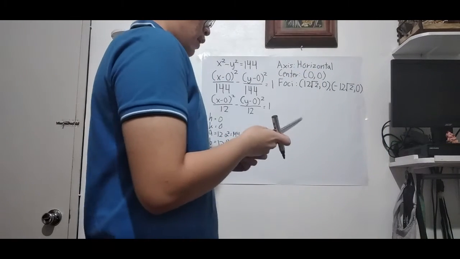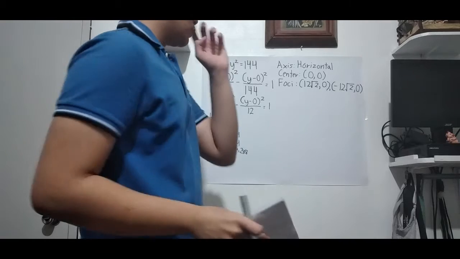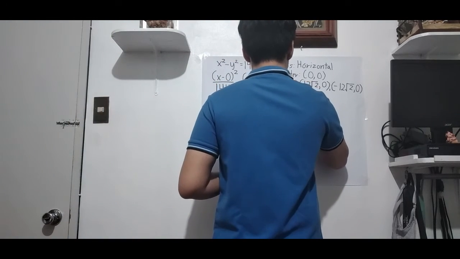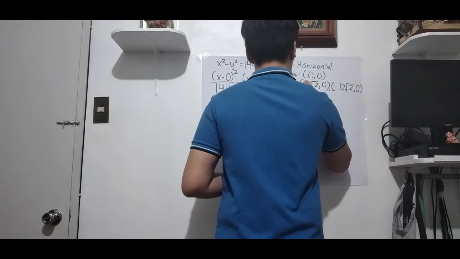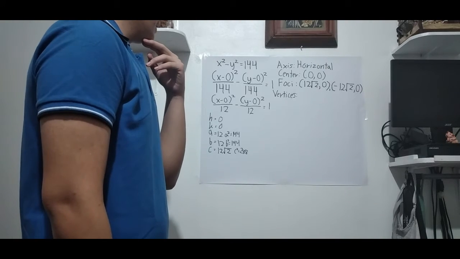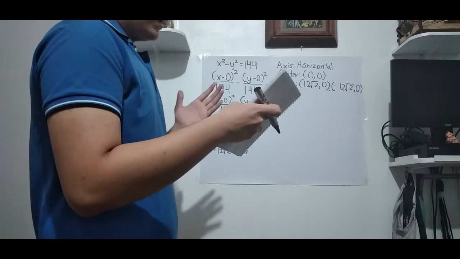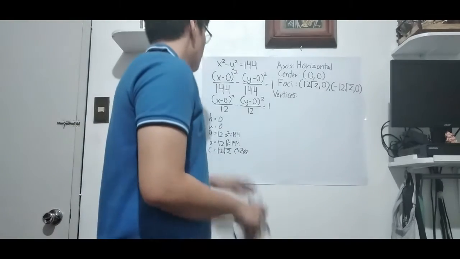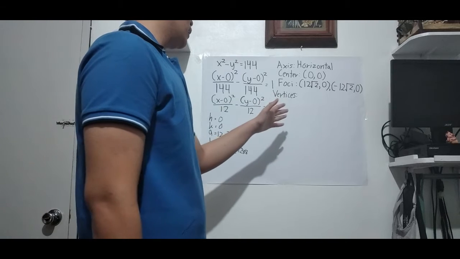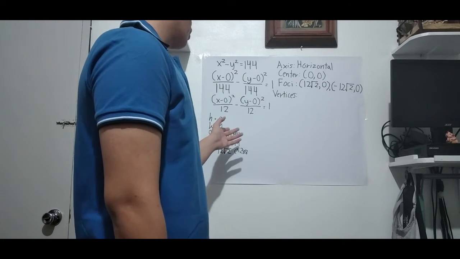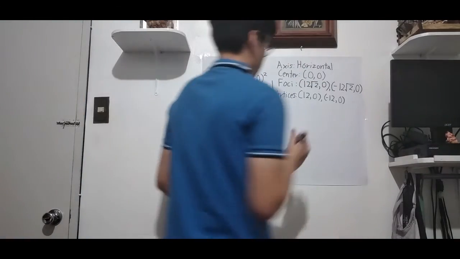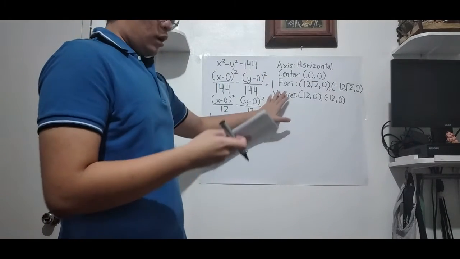There we go. And then next, the vertices. So the formula for vertices would be h plus minus a. Our h is 0, and a is 12, so automatically it's going to be 12 comma 0 and then negative 12 comma 0. So this would become our vertices.